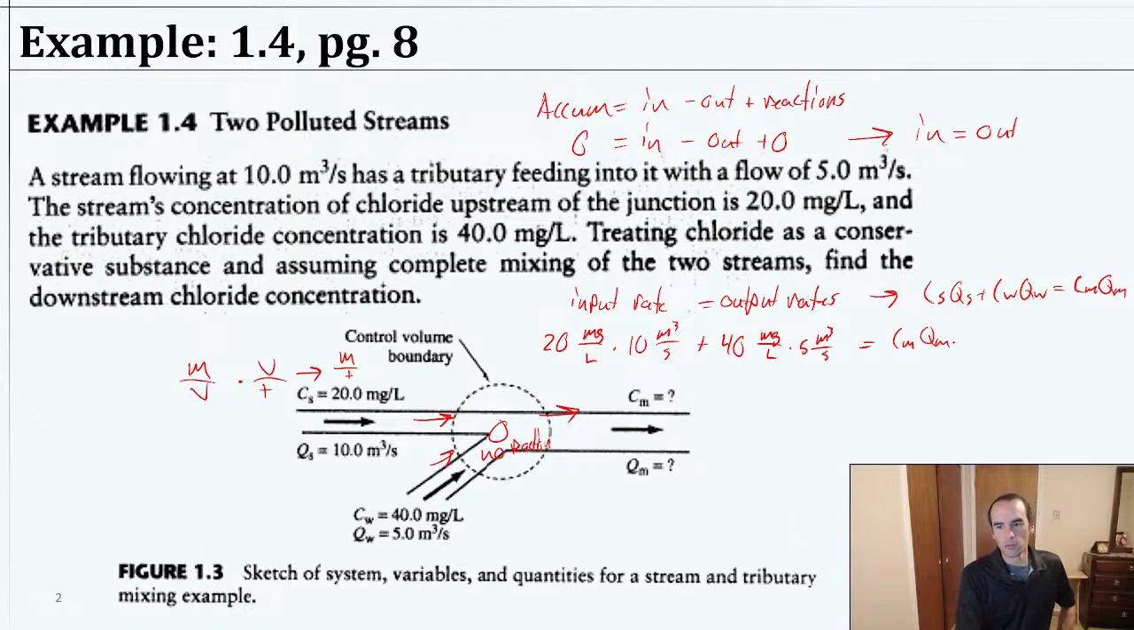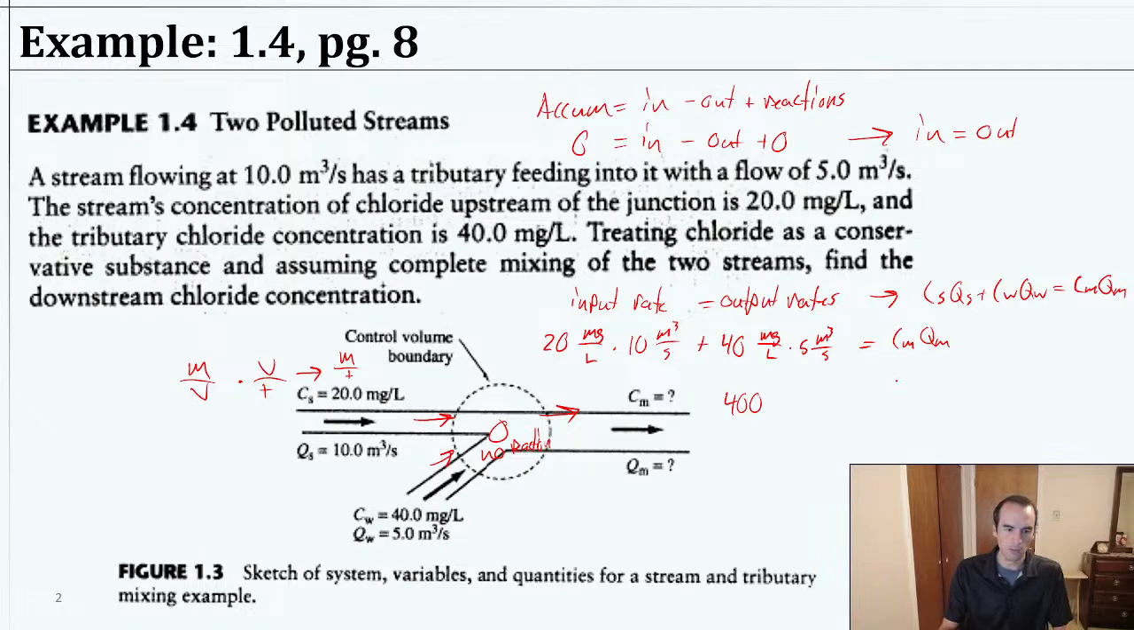Okay, so we need to solve this problem, asks us for the downstream chloride concentration. So we have two unknowns equal to some value here that we can calculate. Even just off the top of our head, we can see 20 times 10 is 200, plus 40 times 5 is also 200, so this is going to be 400.